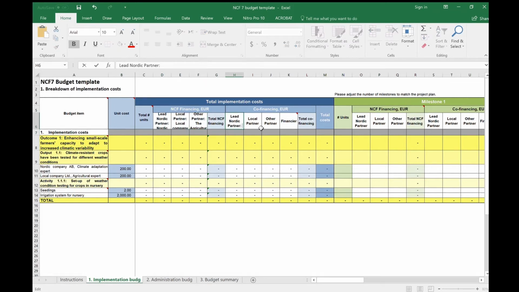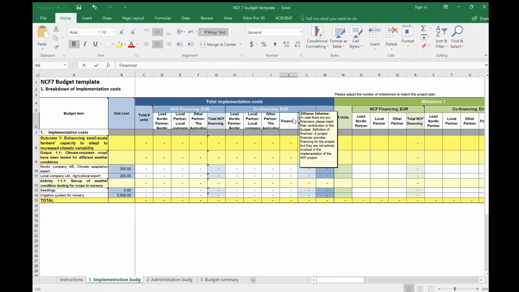Under co-financing, insert all project partners that will contribute to co-financing the project. These can be the lead Nordic partner, local partners, other Nordic partners, or financiers of the project. Financiers are organizations that provide funding to the NCF project but are not actively involved in the implementation of it. Repeat to include the same partners for each milestone table.